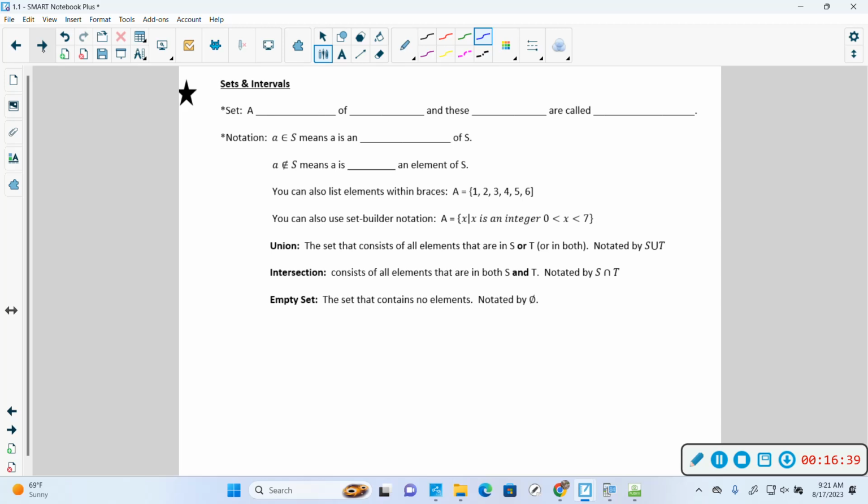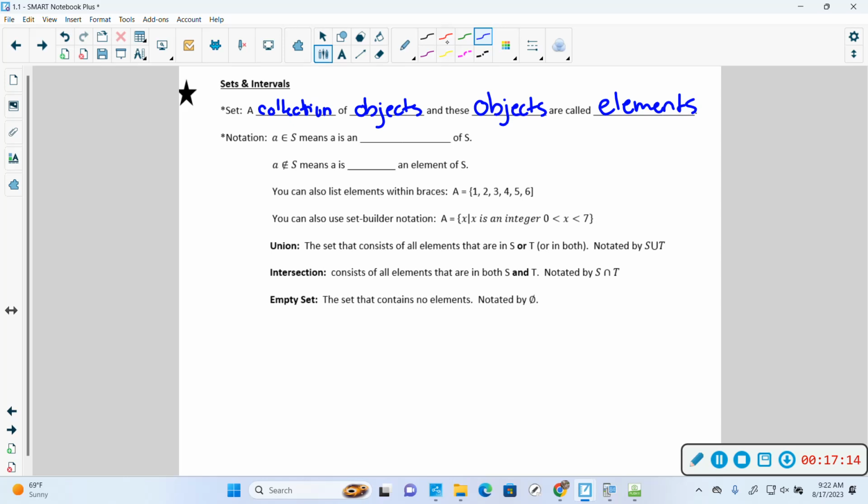So a set is a collection of objects, and these objects are called elements. So wordy. So a set is just a collection of different things. Could be a collection of numbers, could be a collection of variables, could be a collection of anything. That's all it is, okay?